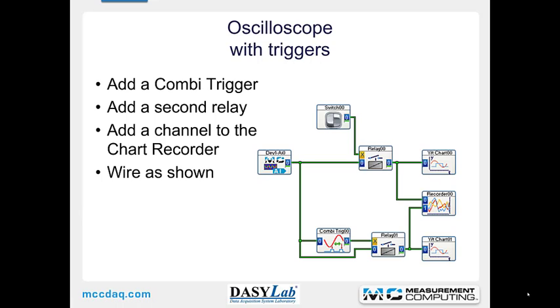Next, I want to modify this same worksheet example by adding a combi trigger, a second relay, add a channel to the chart recorder, and add a second YT chart, and we'll wire it as shown. This will allow us to look at the difference between how the switch works and the combi trigger works.